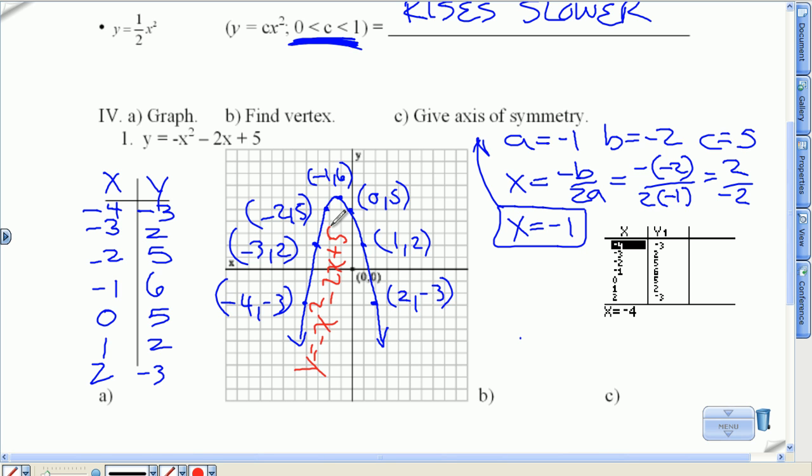So A is done. B says find the vertex. The vertex is another word for the turning point. So our vertex is (-1, 6). And the axis of symmetry we found at the very beginning, x equals negative 1. And that problem is done.